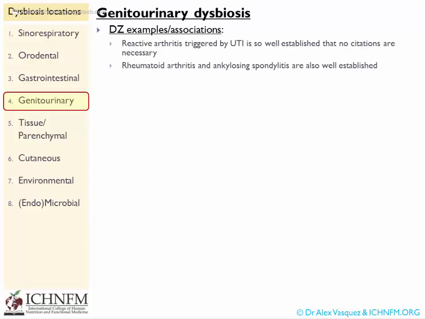microbial infection. Rheumatoid arthritis and ankylosing spondylitis also have tight associations with genitourinary dysbiosis, as I will discuss here through some cases and a quick review of the research. So when we're looking at genitourinary dysbiosis, okay, so let's look at a clinical situation here.